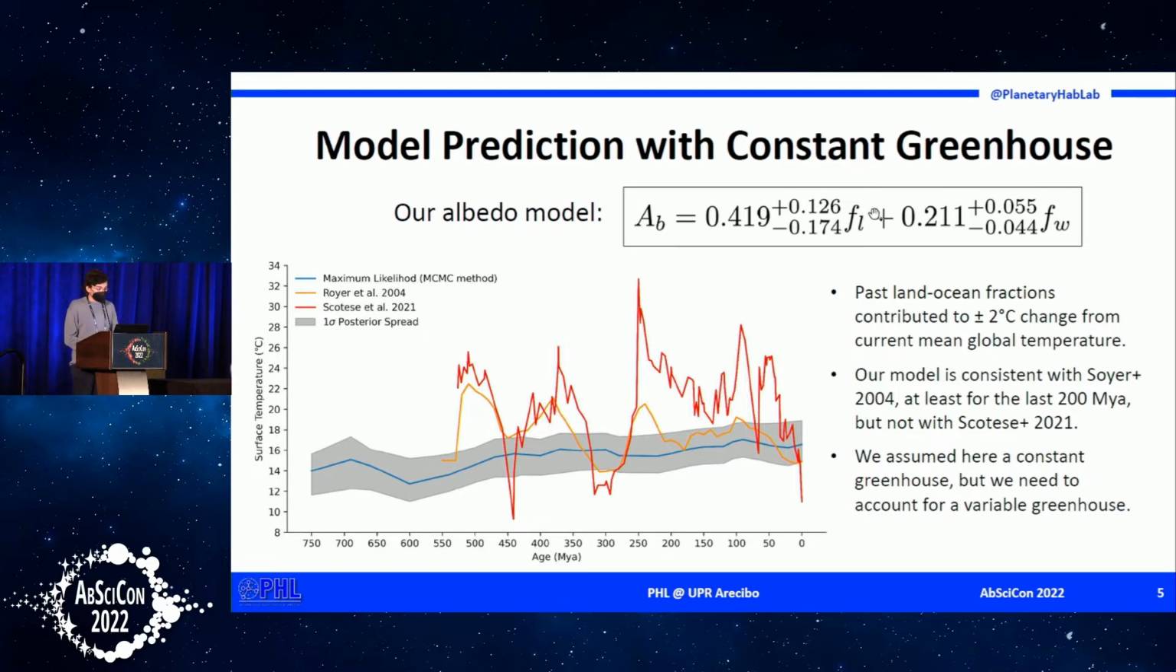By applying that model to the surface temperature model that we had already, and assuming a constant greenhouse of 0.4, we were able to compute this blue curve that you observe in the plot over there. Again, this was computed by assuming a constant greenhouse, and this helped us study the individual contribution of the changes of land to ocean fractions. Those contributions were about 2 degrees Celsius of change in the current mean global temperatures.